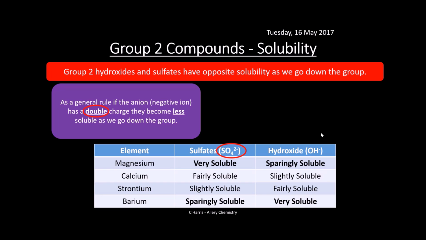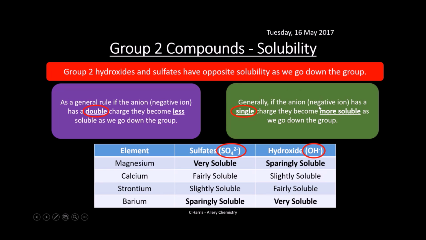As a general rule, if the anion, which is the negative ion, has a double charge, they become less soluble as we go down the group. So you can see here that magnesium is really soluble. It dissolves really well, magnesium sulfate. But barium sulfate doesn't. It's sparingly soluble. It doesn't dissolve very well whatsoever.